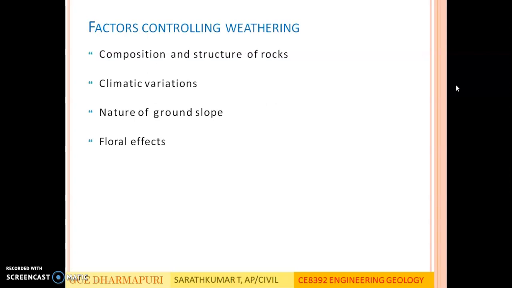Factors controlling weathering. Based on the composition and structure of rocks, the rate of weathering varies. If the rocks are soft, the rate of disintegration is faster, and also the rate of weathering greatly depends upon climatic variations. To a minor extent, the rate of weathering also depends upon nature of ground slope and floral effects.